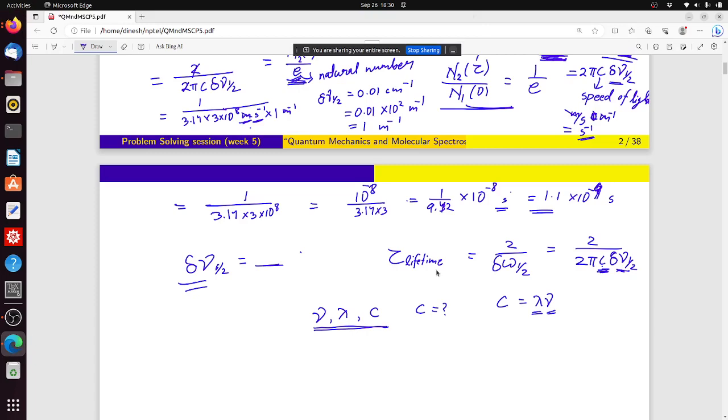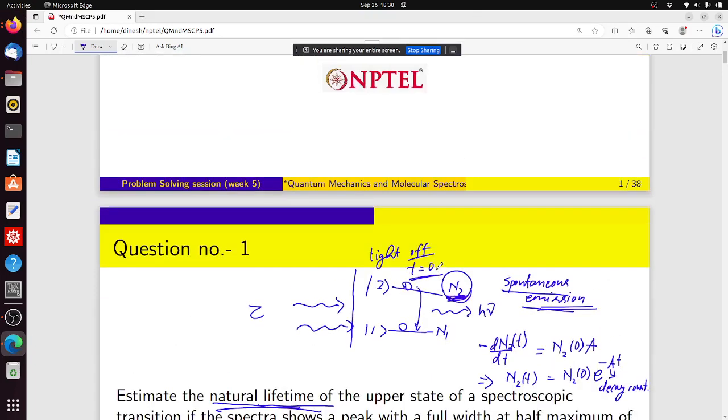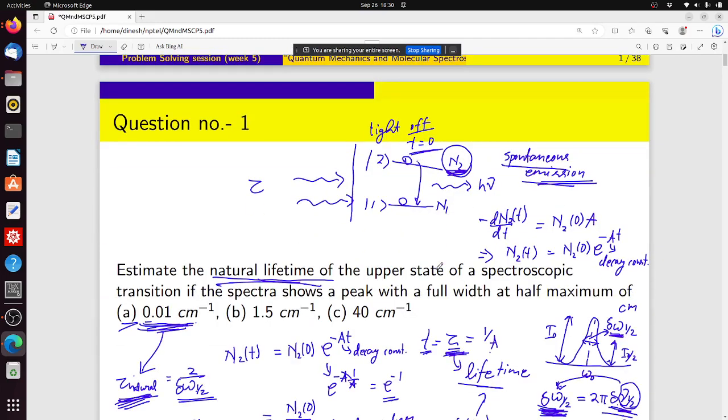Sir, once you show the question, sir. Okay. Yes. This one is full width at half maximum. Yes. Delta nu that is. Yes. Okay. Here. This is the full width at half maximum.